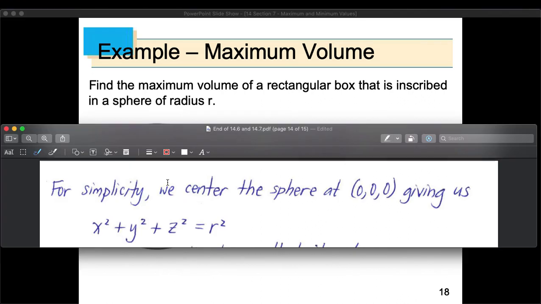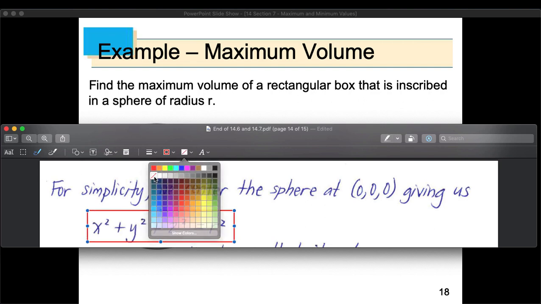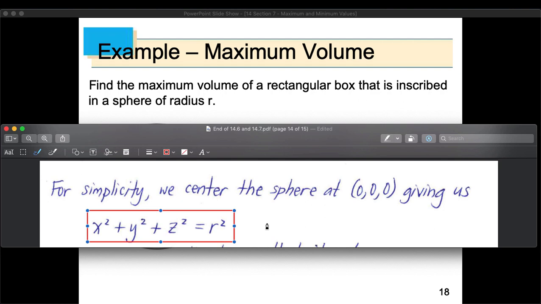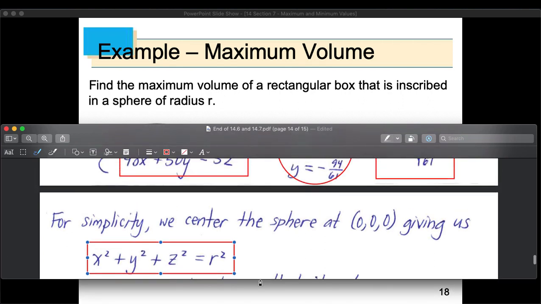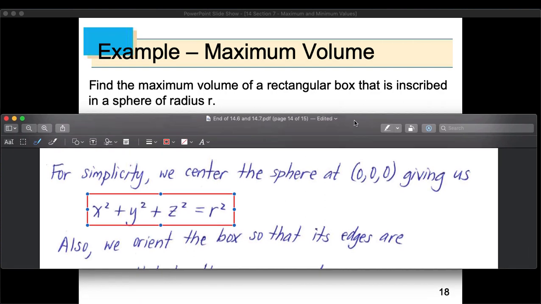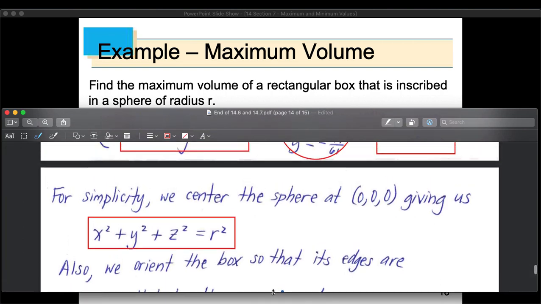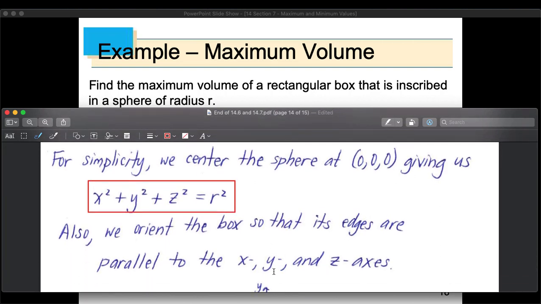So let's do that. For simplicity, we're going to center the sphere at the origin, 0, 0, 0, which will give us the equation of the sphere: x squared plus y squared plus z squared equals r squared. Also, for simplicity, it's going to be wise for us to orient the box so that its edges are parallel to the x, y, and z axes.